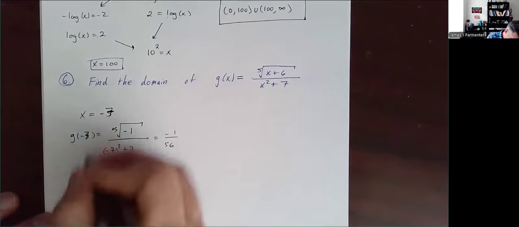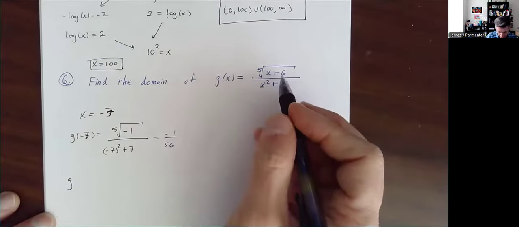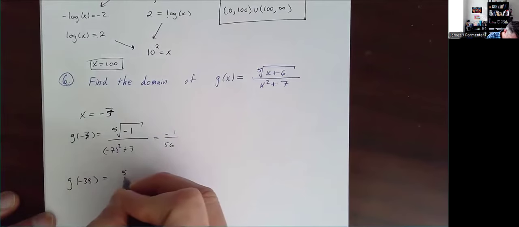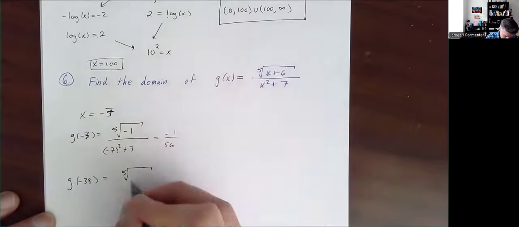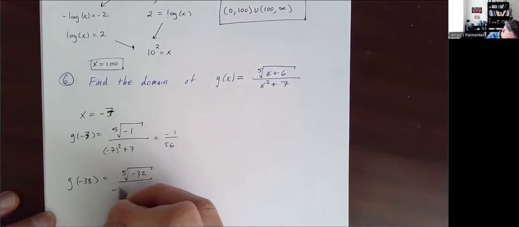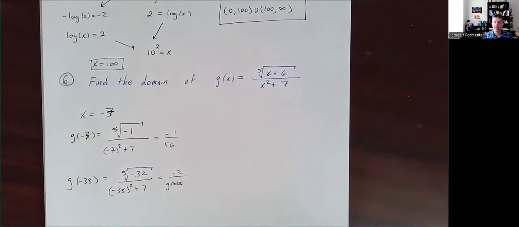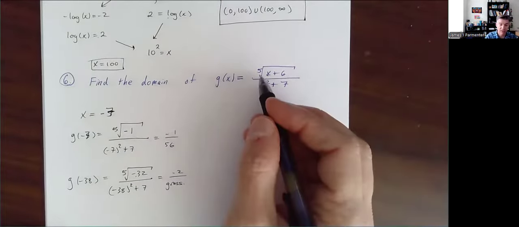Similarly, if I did g of -38, I'm just pointing out that you can take a fifth root of a negative number. -38 plus 6 is -32. I don't care about the denominator here. It's something gross, but real. The fifth root of -32 is -2. So you get -2 over something gross. But the point is, that's a real thing. You have -2 over a big number. It's a real number. You can always take an odd root of any sort of input, positive or negative or 0. Okay, so we don't have to worry about that, but we do need to worry about where the denominator might be 0.